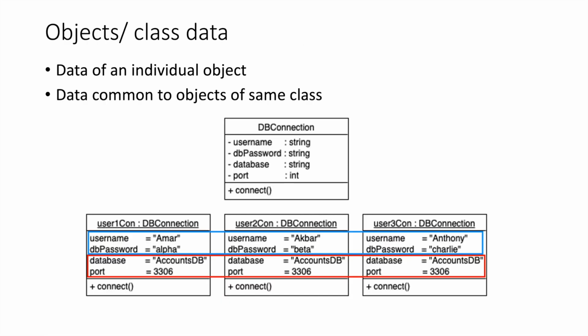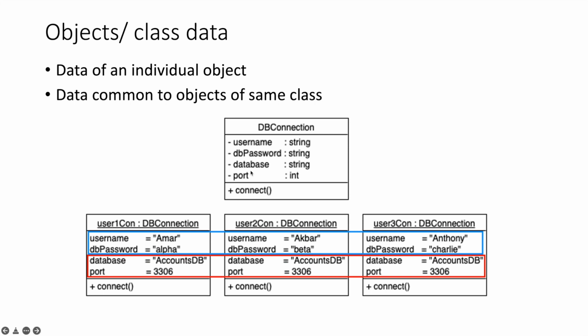Now let us go a little deeper into understanding the data or the state of an object. For example, this is a class called DB connection. Now DB connection has a few attributes, namely username, DB password, database and port, and of course there is a method called connect. This looks like a good representation of a class in UML and in an object oriented way.